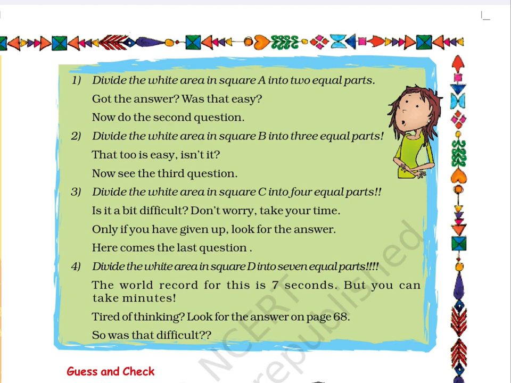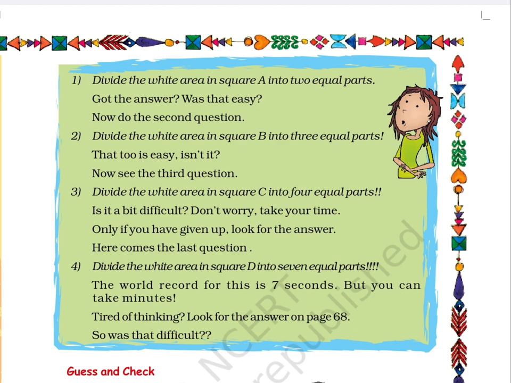Got the answer? Was that easy? Now do the second question. 2. Divide the white area in square B into 3 equal parts. That too is easy, isn't it? Now see the third question. 3. Divide the white area in square C into 4 equal parts. Is it a bit difficult? Don't worry, take your time. Only if you have given up, look for the answer.